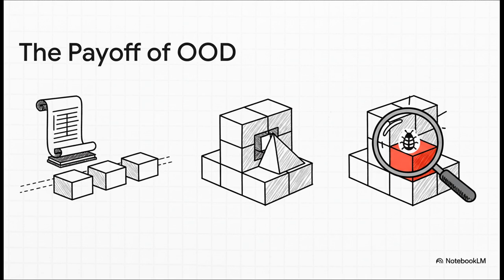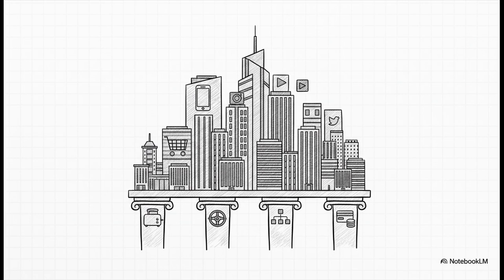Well, at the end of the day, the payoff is huge. Object-oriented design lets developers build software that is just dramatically easier to manage in the long run. You can reuse code instead of rewriting it. You can add new features without creating a domino effect of bugs. And when bugs do pop up, they're so much easier to find and fix because the problem is usually trapped inside one single object.